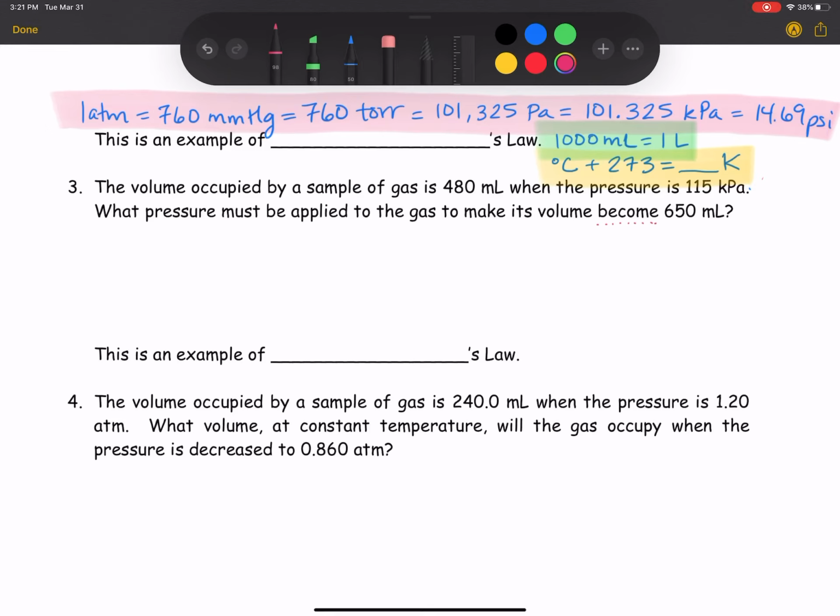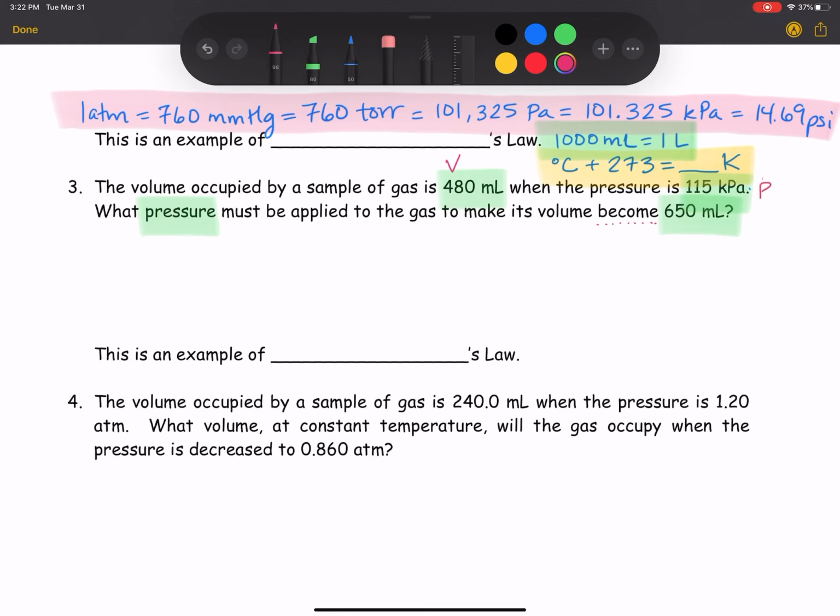Question 3 says the volume occupied by a sample of gas is 480 milliliters when the pressure is 115 kilopascals. What pressure must be applied to the gas to make its volume become 650 milliliters? So I know that 480 milliliters is a unit of volume. I know that 115 kilopascals is a unit of pressure.